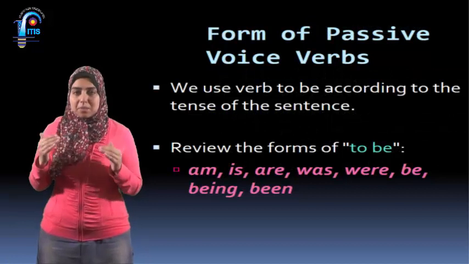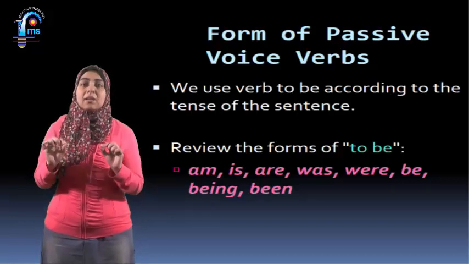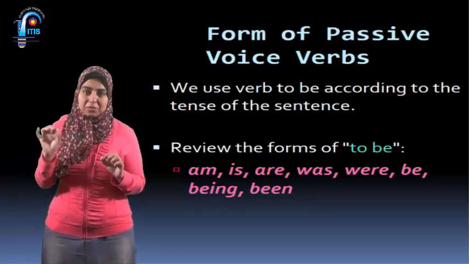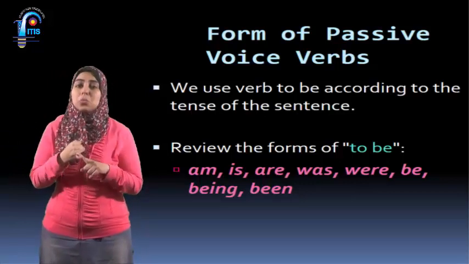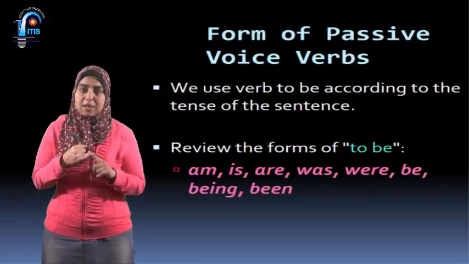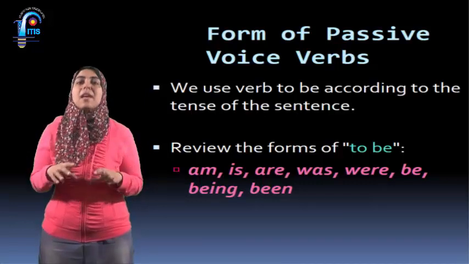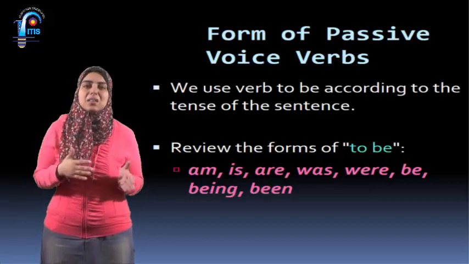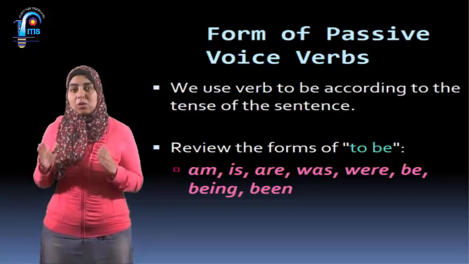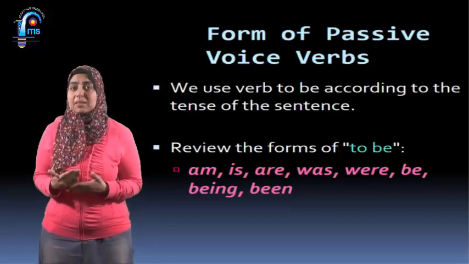Okay, there are some steps to change from active to passive voice. The first step is, after determining the subject, the verb, the object, we can underline the subject, the verb, and the object. After determining each of them, the first step we should follow is to start with the object. The second step is to bring verb to be according to the tense of the sentence. For example, if we have the sentence in present simple, verb to be will be am, is, or are. If we have the sentence in past simple, verb to be will be was or were. If we have the sentence in present continuous, verb to be will be am, is, or are plus being. If we have the sentence in past continuous, verb to be will be was or were plus being.